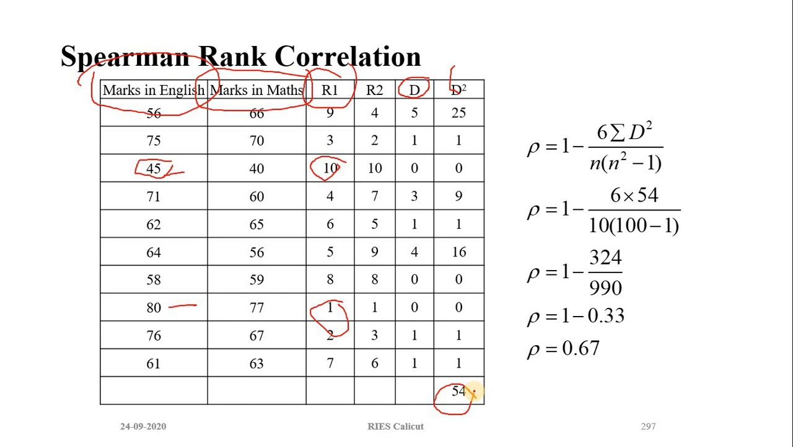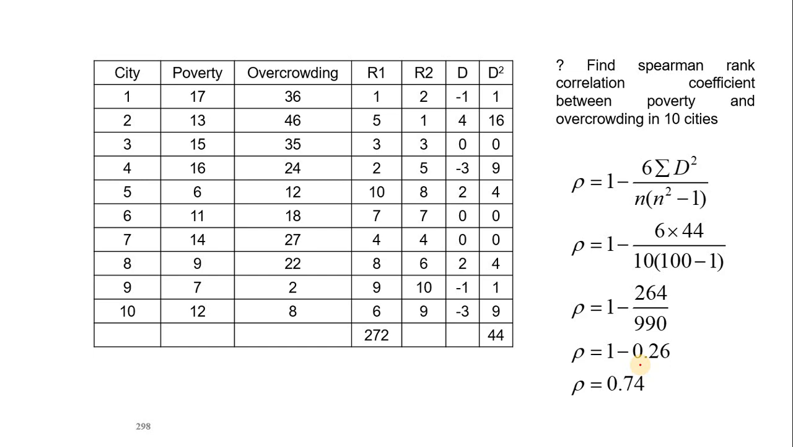So it is 1 minus 6 into 54 divided by 10 into 100 minus 1. So it is 324 divided by 990, 1 minus 0.33, and finally we have got 0.66. From this what can we understand? There is a positive correlation between marks in English and marks in mathematics. That means those who score good marks in mathematics are able to score good marks in English also. So this is what we call the Spearman rank correlation.